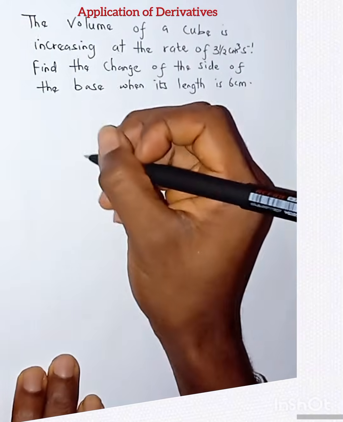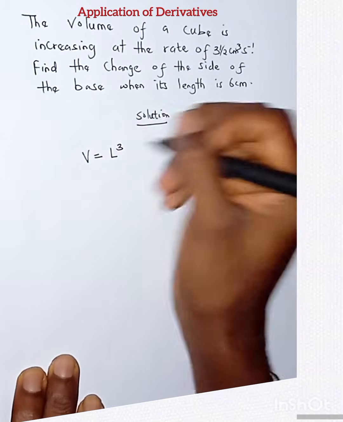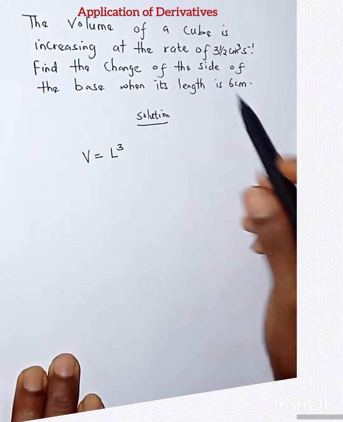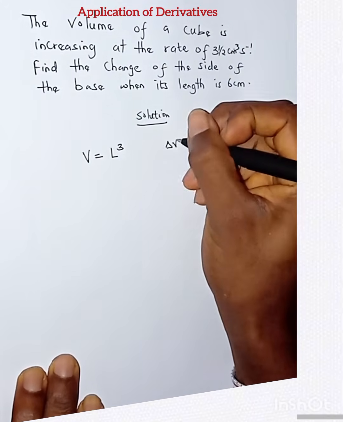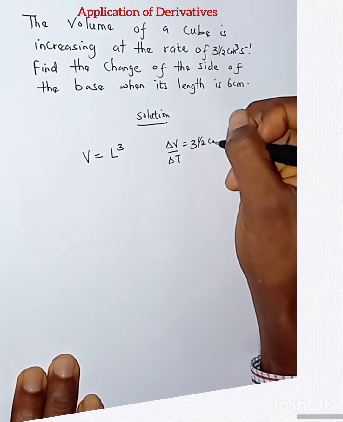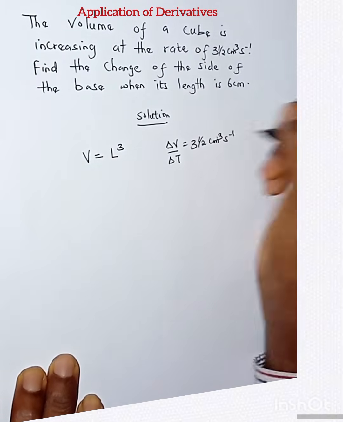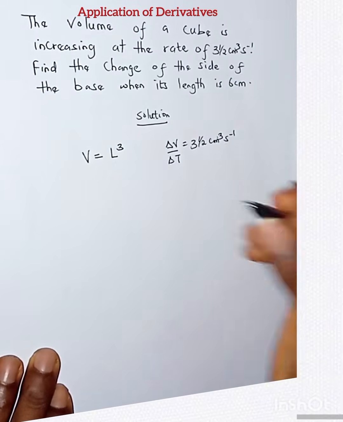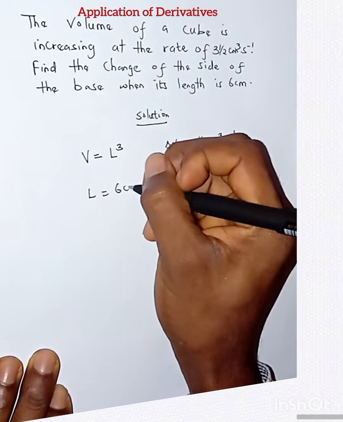Now, the volume of the cube is given by L cubed, where L is the length. We are told that the rate of change of the volume, which is the change in V over the change in T, is 3.5 cm³ per second. Now let's find the change of the size of the base when its length is 6 cm.